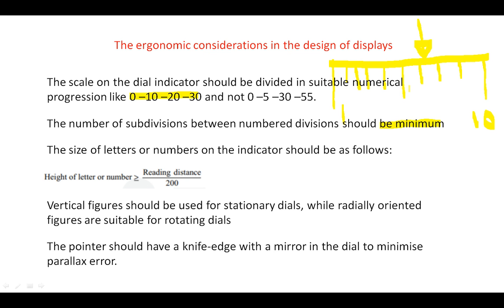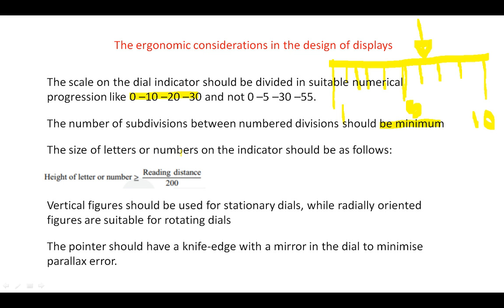You have seen that in a scale, the middle subdivision is always marked somewhat higher than the other subdivisions. This is suppose a 5, so it is marked somewhat higher. So this helps the reader to read a reading in very less time. And if the time consumed in reading is less, then the user can read a number of readings without wasting much time. So the number of divisions should be minimum.